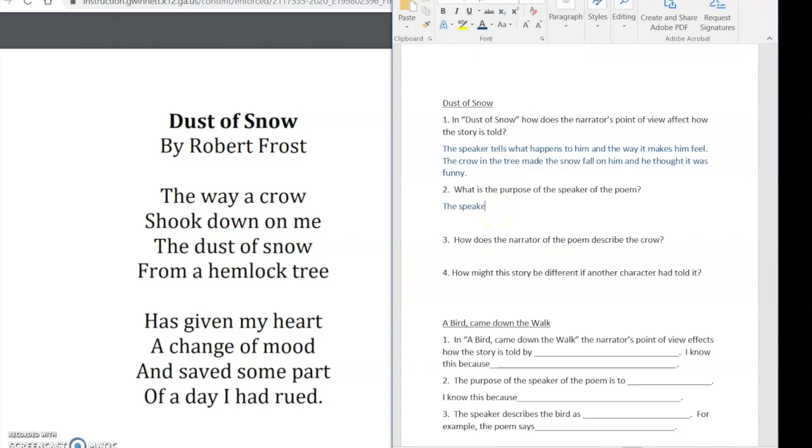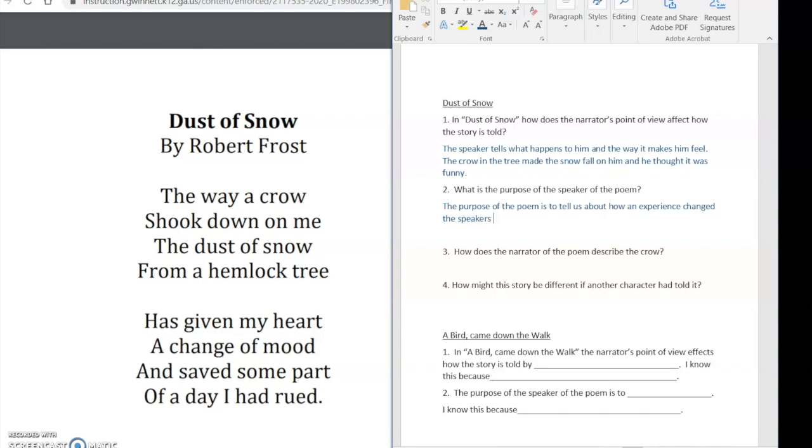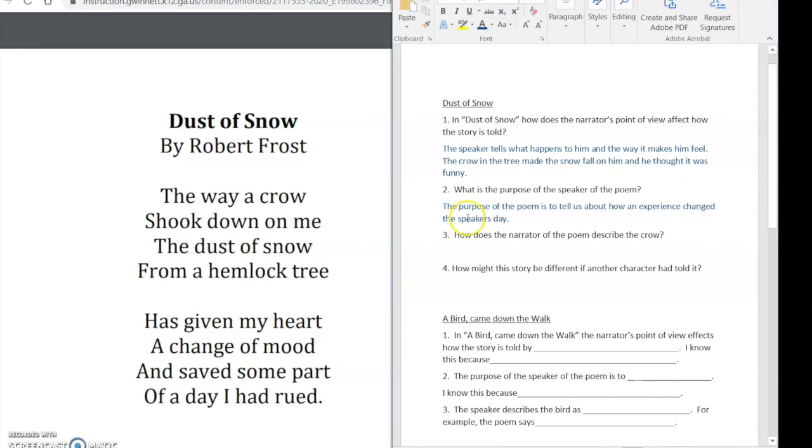The purpose of the poem is to tell us about how an experience changed the speaker's day. Okay? And I think we can kind of all relate to that. So as we're going through our day and something happens, that can either make our day better or worse. We're kind of affected by the experiences we have or the things that happen to us.